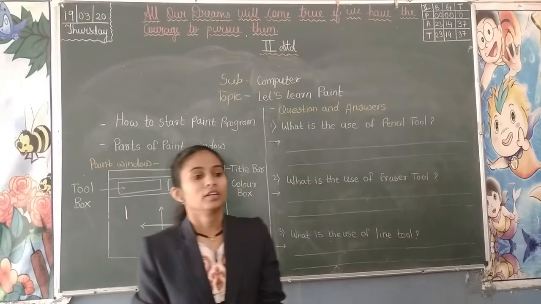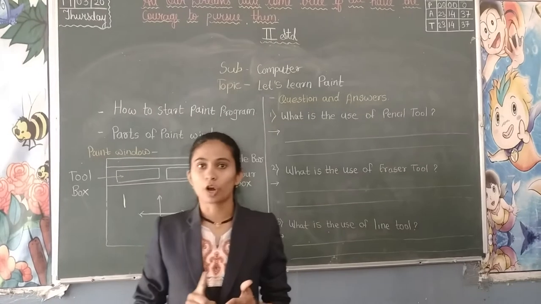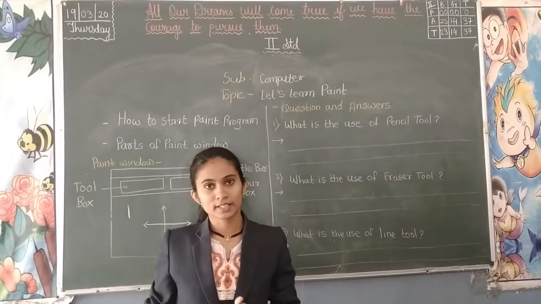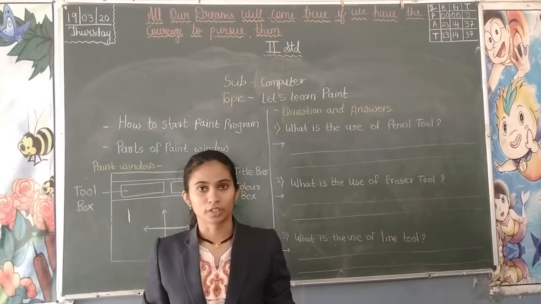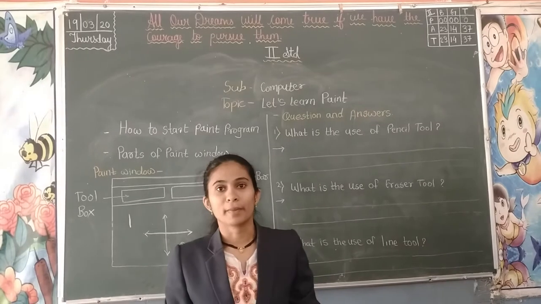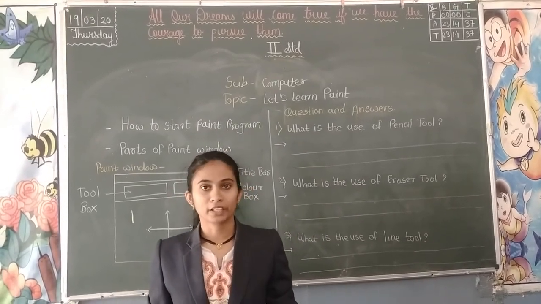So we need pencil, rubber, eraser, colors to draw the picture on the paper. Similarly, we need all these things to draw on computer. All these things are present in a program which is called MS Paint. So today we will see the Paint program.